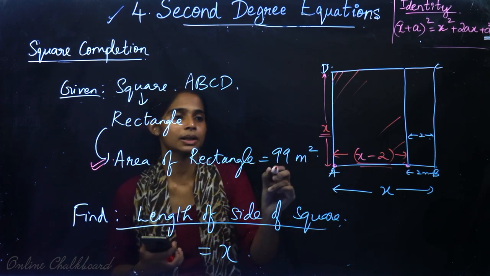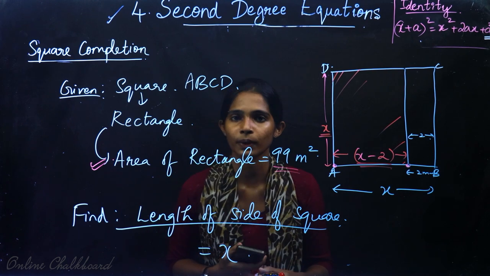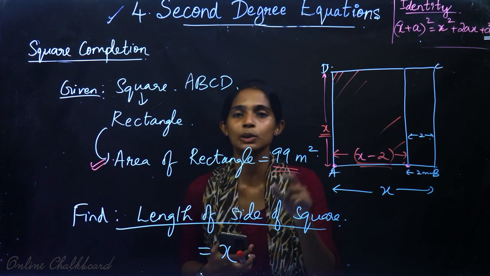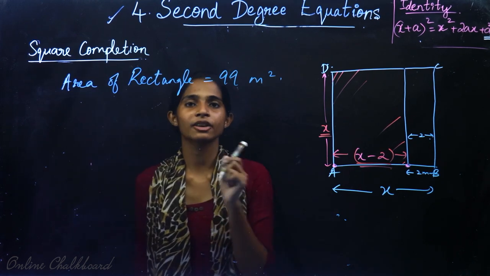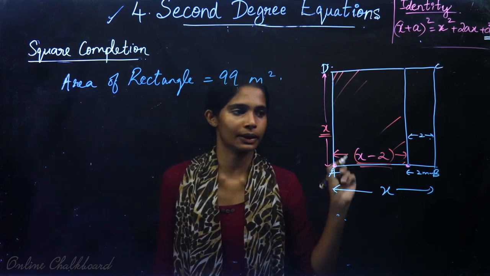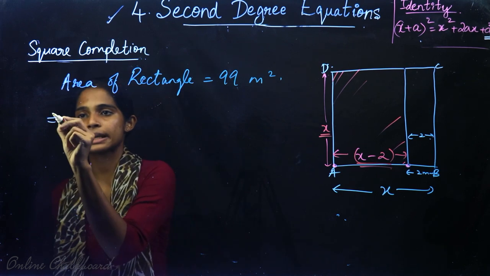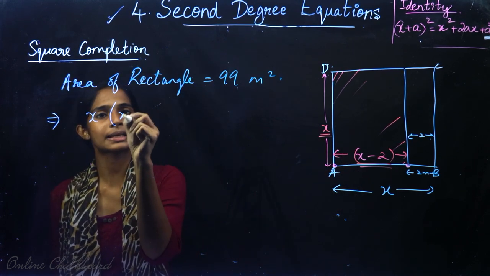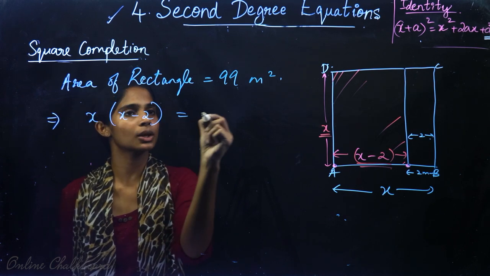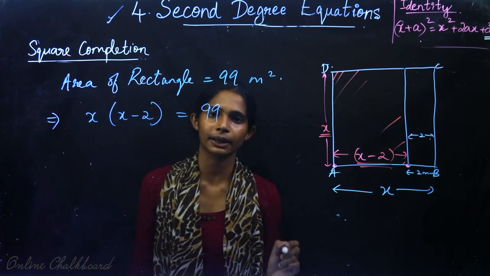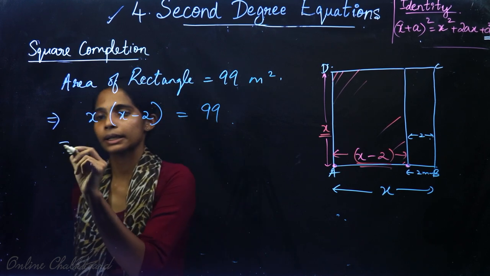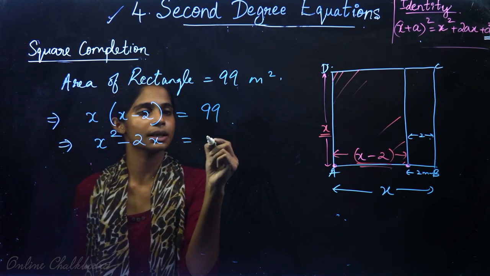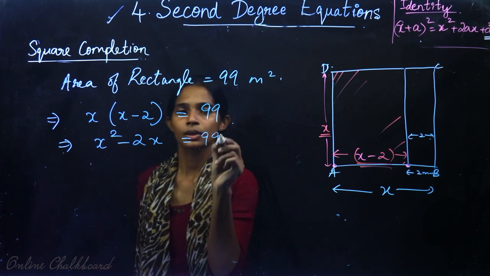The area of the rectangle is 99. Alright, now we have the formula for the area of the rectangle, and we have to substitute these values. So, the area of the rectangle is 99 meters square. It is given. Now, the area of the rectangle is the product of the sides. So, x into x minus 2 is equal to 99. We have to simplify this. x square minus 2x is equal to 99.